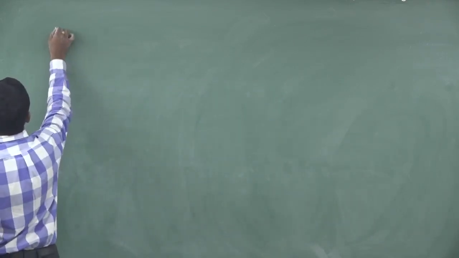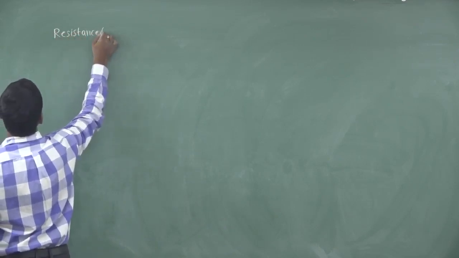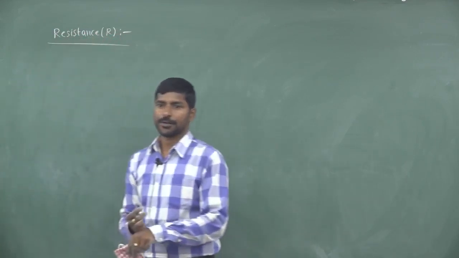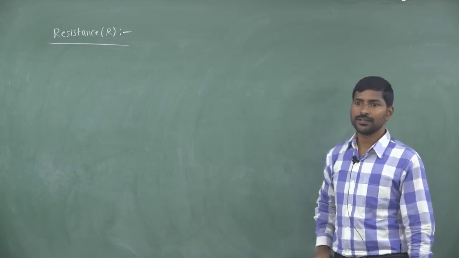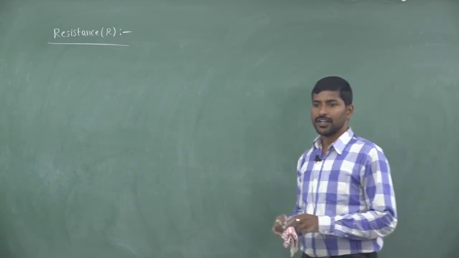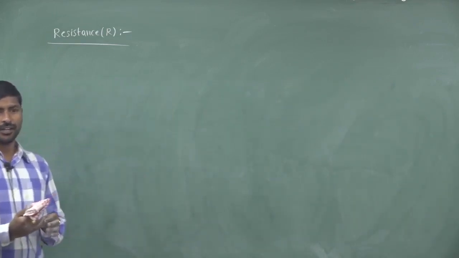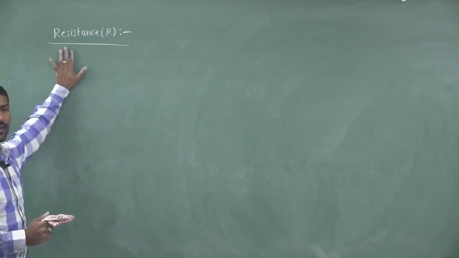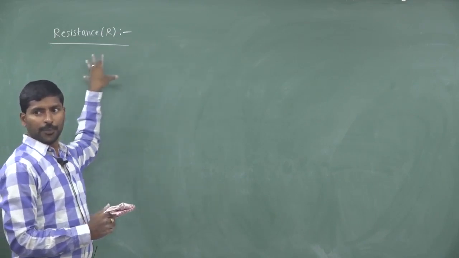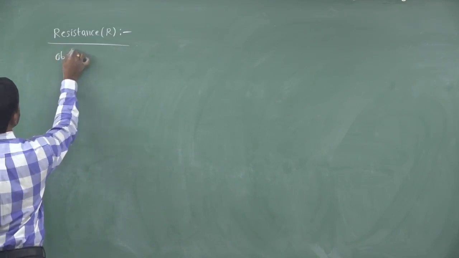Next one, resistance. What is resistance? That is the inverse of conductance. The inverse of conductance is called resistance. Or it can be defined like this: resistance is the obstruction to flow of current. Obstruction to flow of current is called resistance.